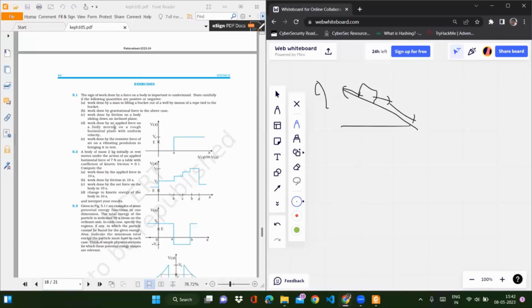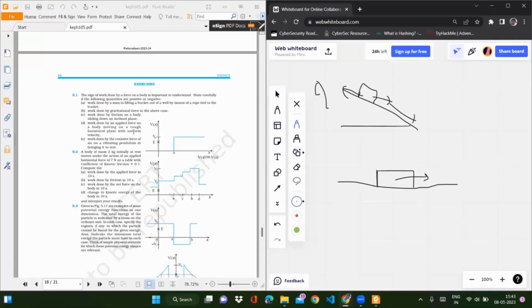Now, part D says work done by an applied force on a body moving on a rough horizontal plane with uniform velocity. So here it is a rough horizontal plane, and on that one body is given, and it is said that one applied force is there, and we have to check for the work done by the applied force.